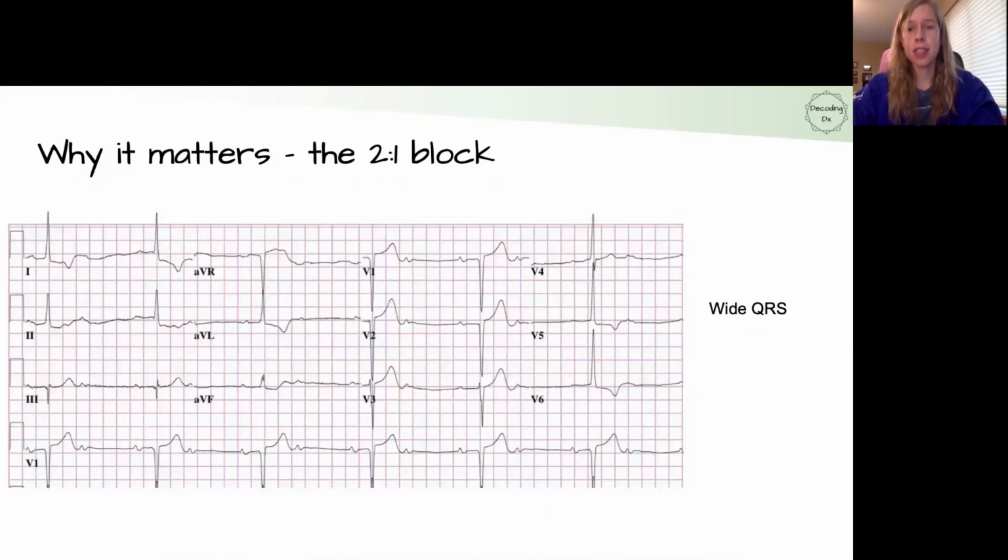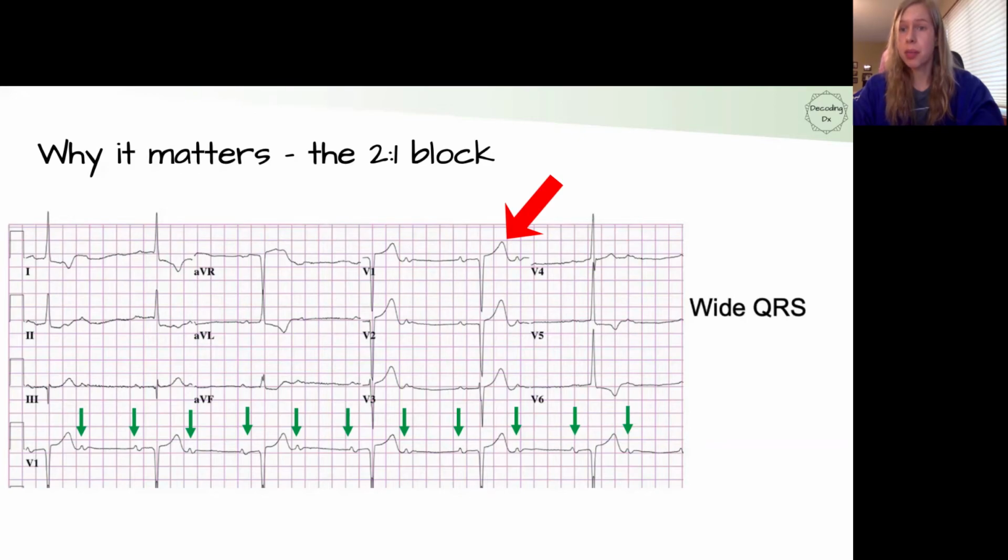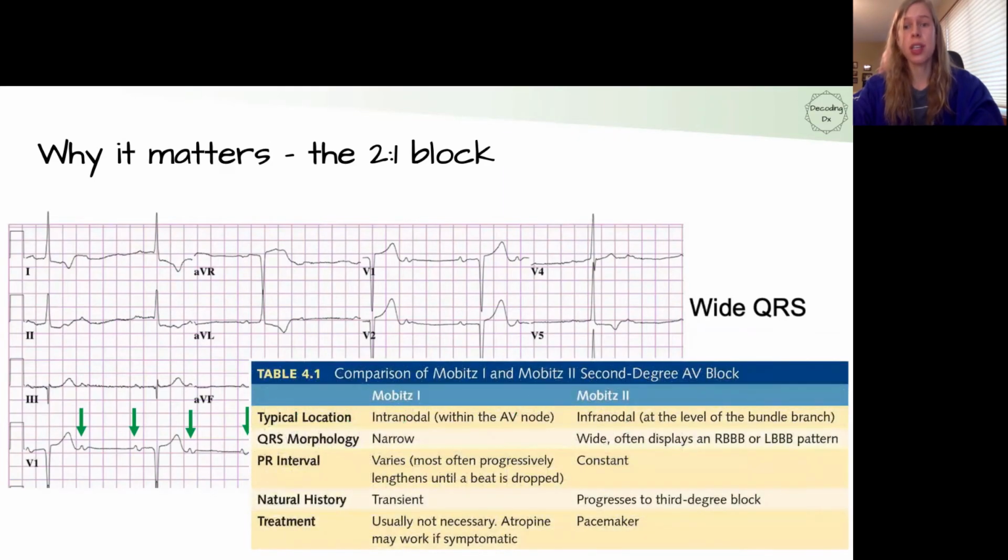So let's look at a different example. In this one, again, we look at our P waves. We have a 2 to 1 block, so we can't tell if that PR interval is lengthening or not. So we need to rely on the other clues or watch long enough to see if a different pattern will come out. But in this instance, we have a wide QRS with a bundle branch block pattern. So this makes us worry that this may be more likely a Mobitz type 2. In this instance, we're going to want to definitely consult cardiology. They will do things like electrophysiology studies to make sure what type of block is going on, and they may need to put in a pacemaker for this patient.